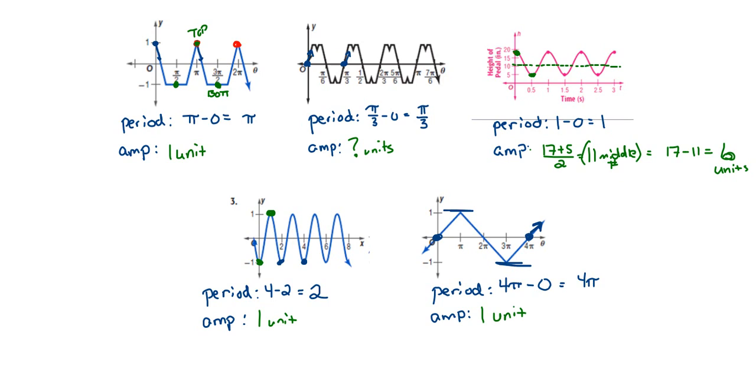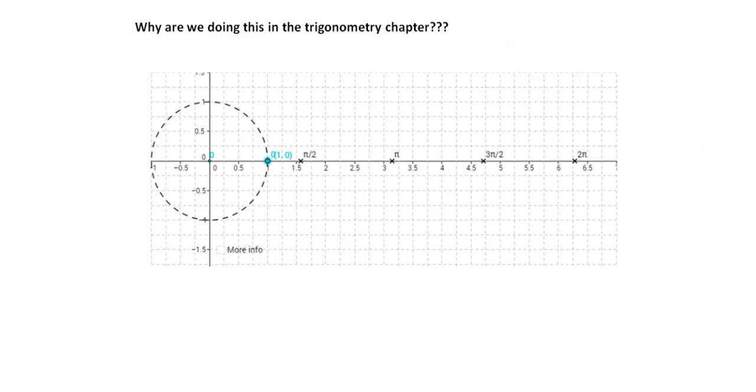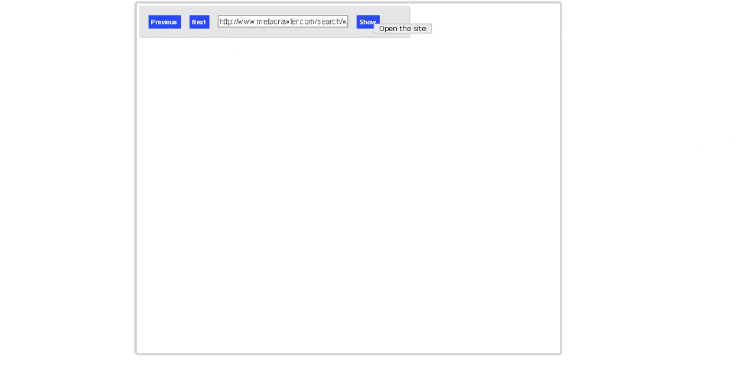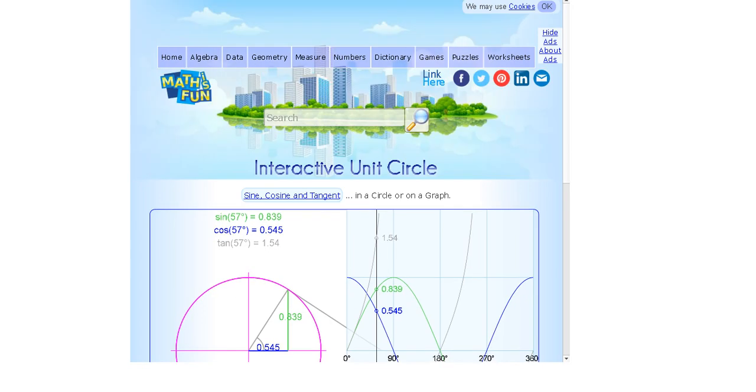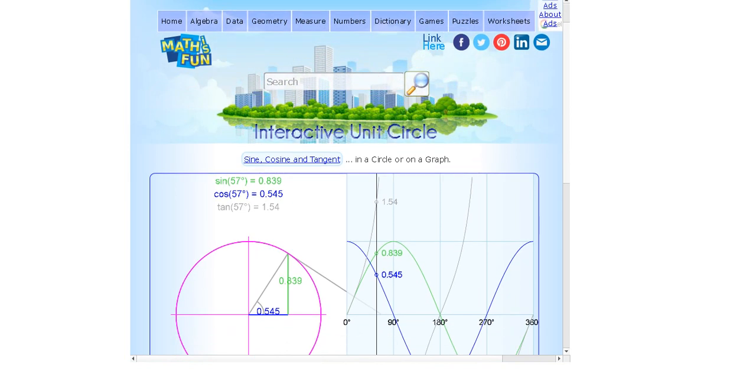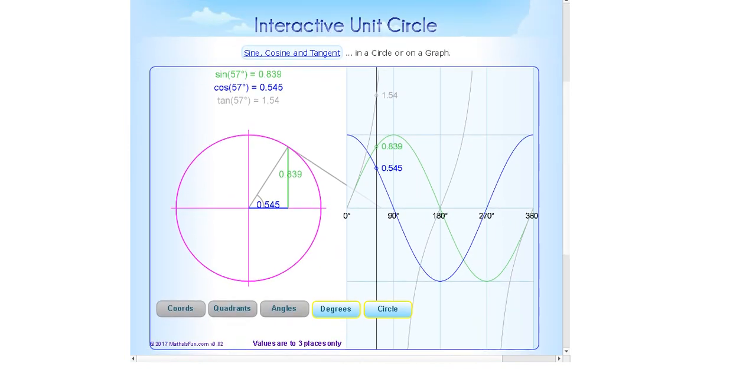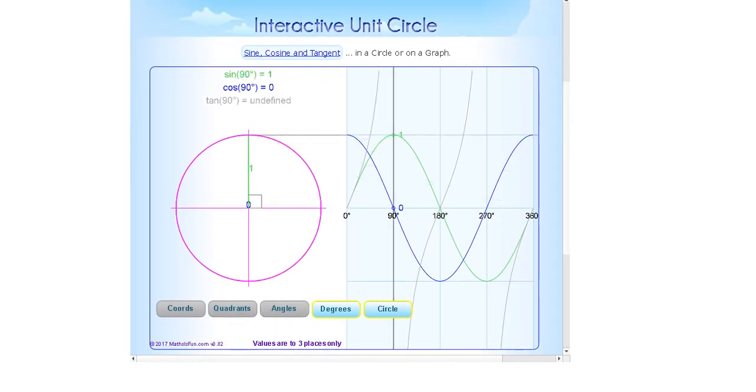So period and amplitude are most of the problems. The question is, why do we do this in a trig chapter? The answer is, if you look at trig functions, and you don't have to write this down, and this is a cool website, trig functions are based on a circle, the unit circle.